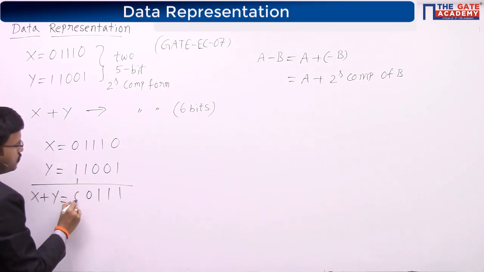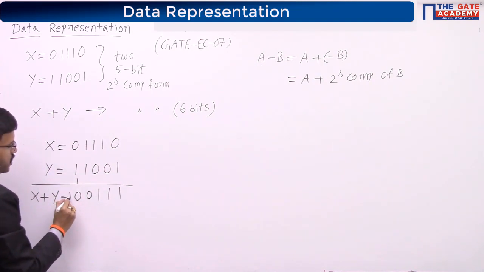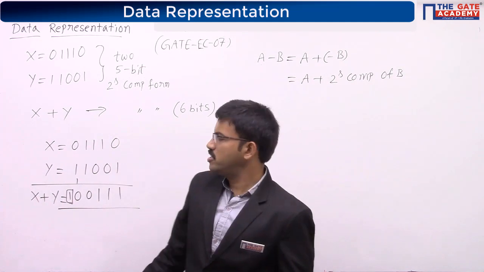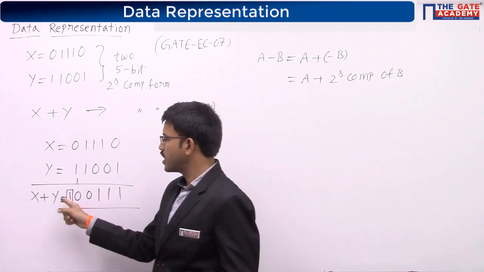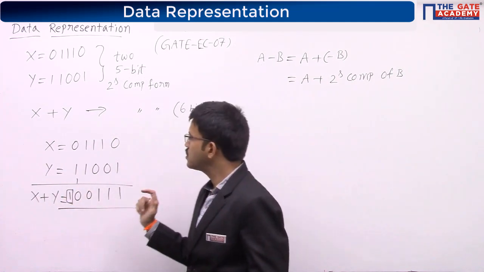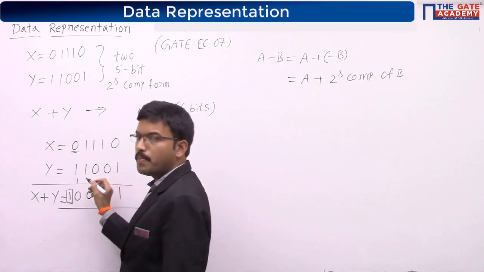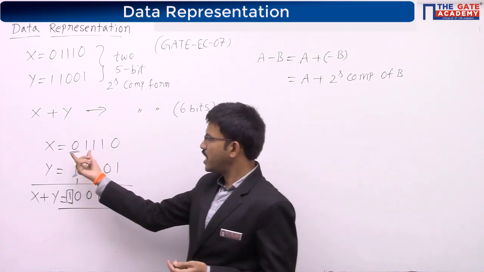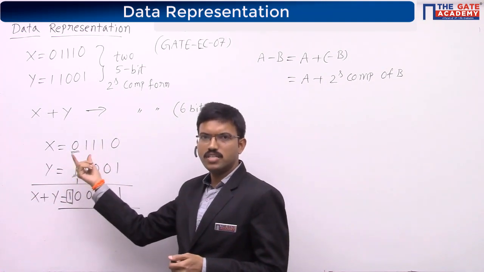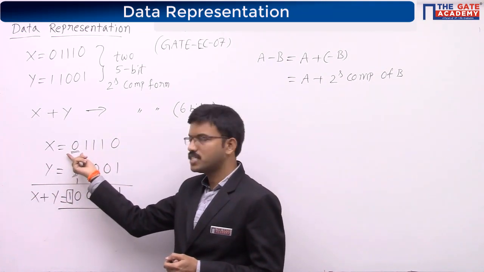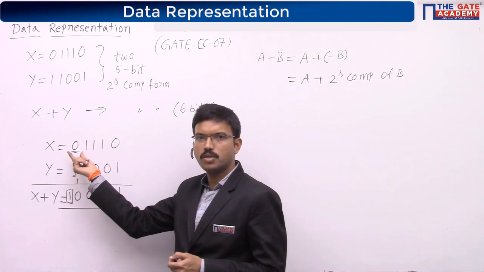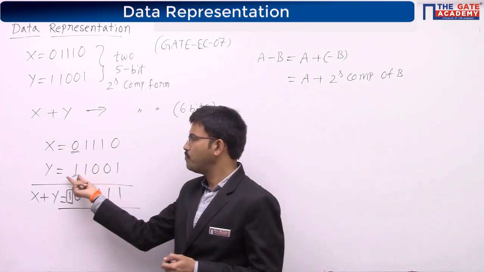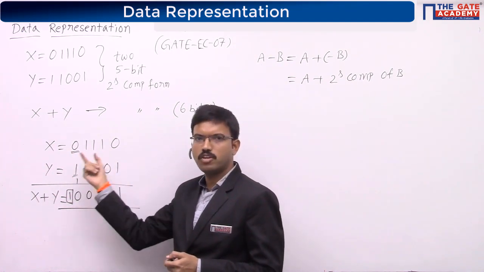1 plus 1 is 2, here sum is 0, carry is 1. See, in 2's complement format, we should not consider this carry. Because if you observe, both the numbers are represented in 2's complement format. That means the MSB is reserved for the sign bit, right? Here MSB is 0, that means it is a positive number. Similarly here MSB is 1, that means it is a negative number.